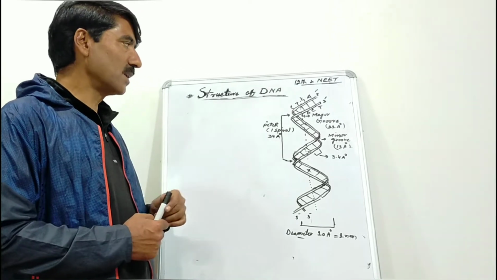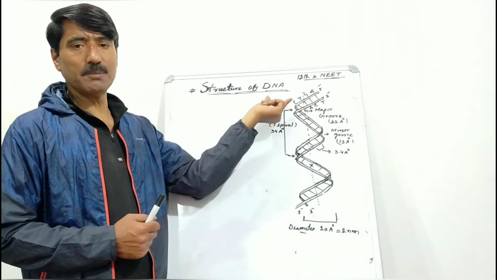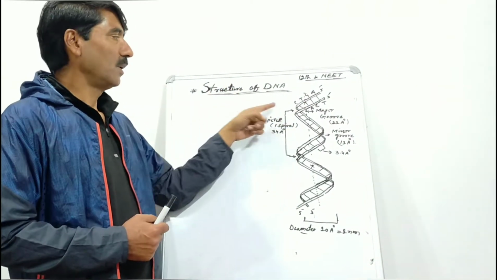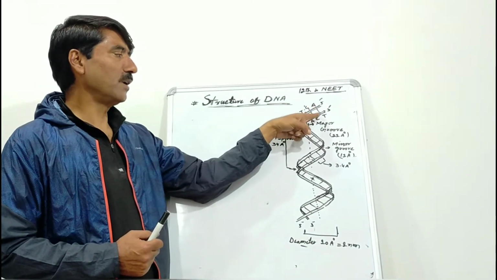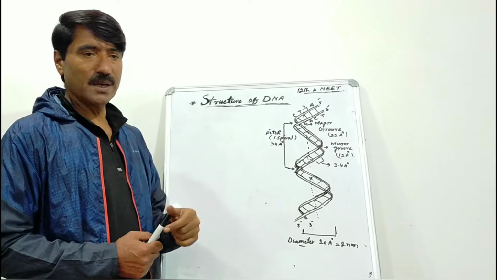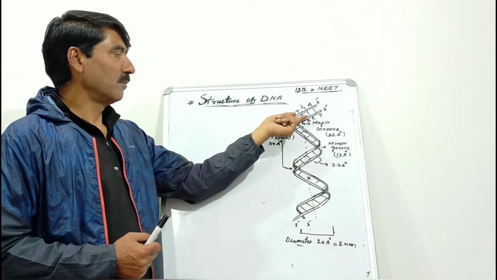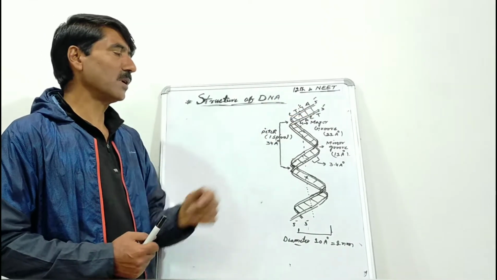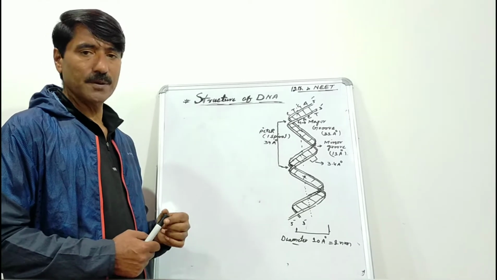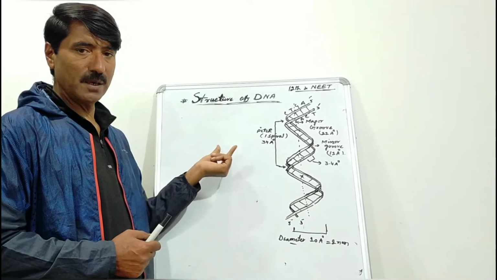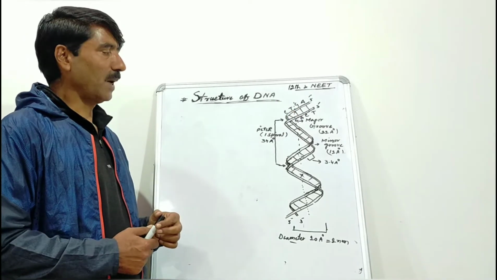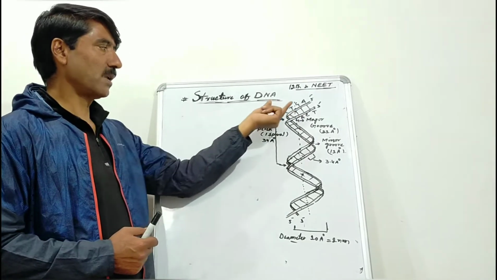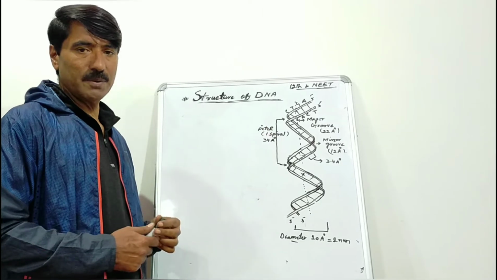We have already discussed the complementarity of the base pairing, that in one strand, if it is adenine, it is hydrogen bonded with the thymine of the other strand, and likewise guanine hydrogen bonds with cytosine of the other strand. So there is a restriction of the base pairing, that a purine always pairs with a pyrimidine, which is described as the complementarity of the base pairing.